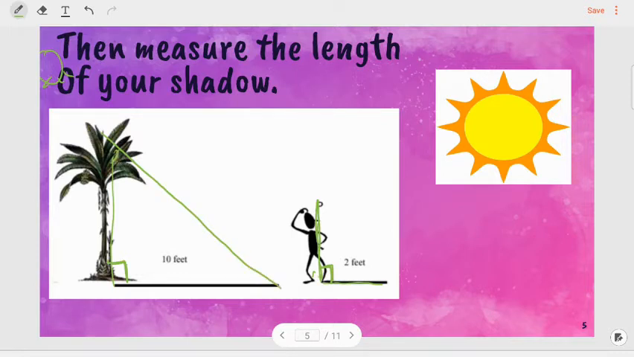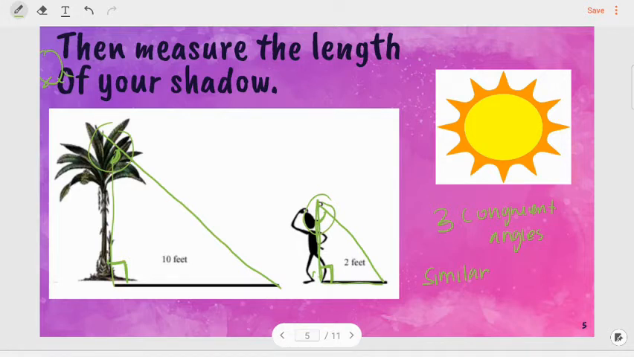This angle and this angle, from the sun shining down on me and the tree, are going to be the same because the sun is going to hit us at the exact same degree. So I now have two angles that are the same. Because I have two congruent angles, that by default makes the third one congruent. So now I have three congruent angles, which means my triangles are similar.